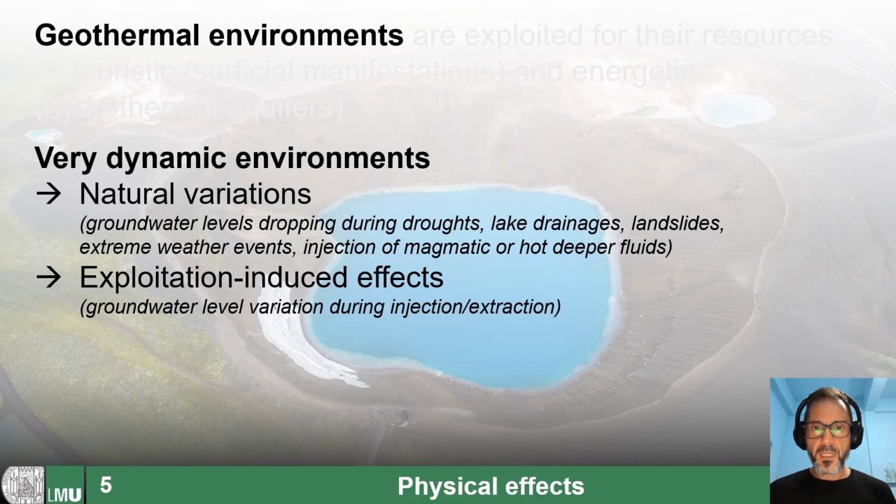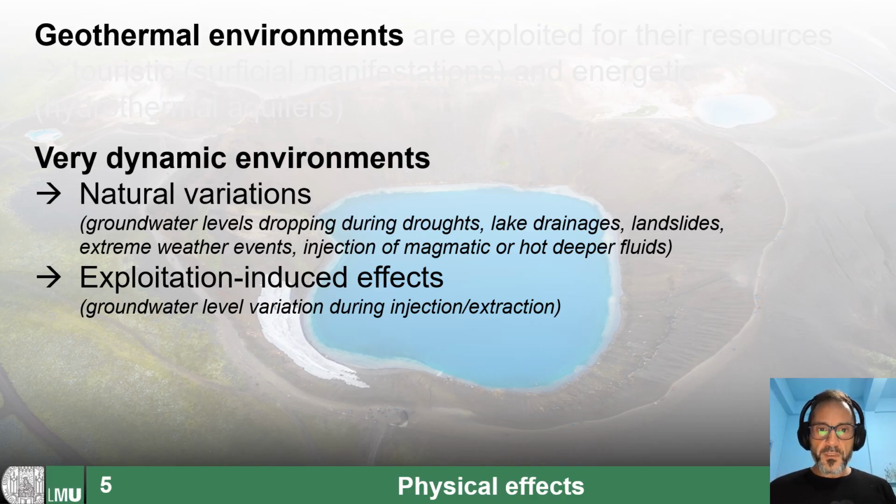Geothermal environments are very dynamic due to the fact that changes in pressure and temperature can happen because of natural phenomena or human activities, and these changes can result in variation of the system behavior. Natural pressure fluctuation can include phenomena like groundwater levels dropping during droughts, or reduced water mass during lake drainages, or, for example, landslides removing rocks. Some subtle variations can also occur from extreme weather events, which can cause pressure lowering, for instance, during the passage of a cyclone.